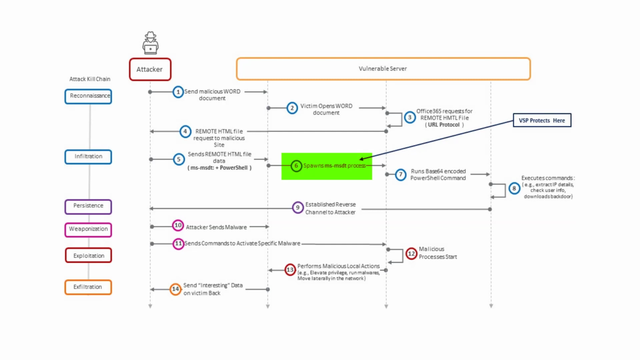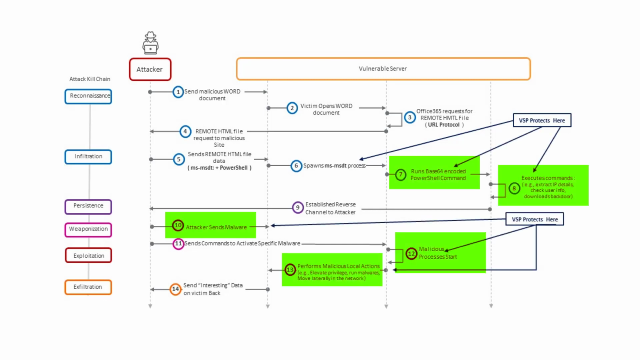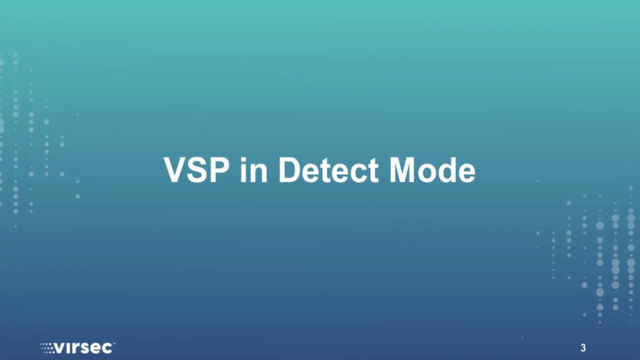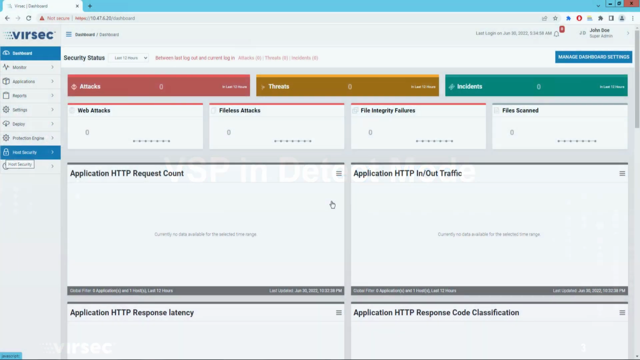Virsec protects against the exploit, reports it, and stops MS Word from spawning any processes that are not intended. Virsec also protects the victim in later stages if the attacker tries to run a command or malware on the machine. Let's show the demo with Virsec in detect mode.